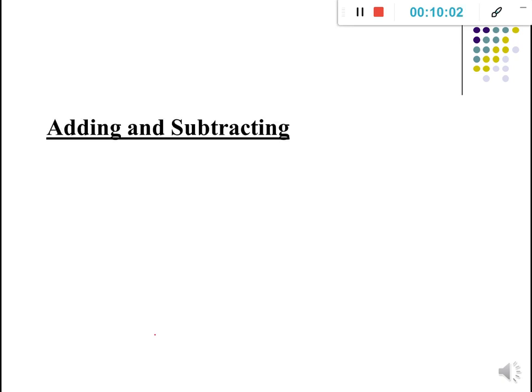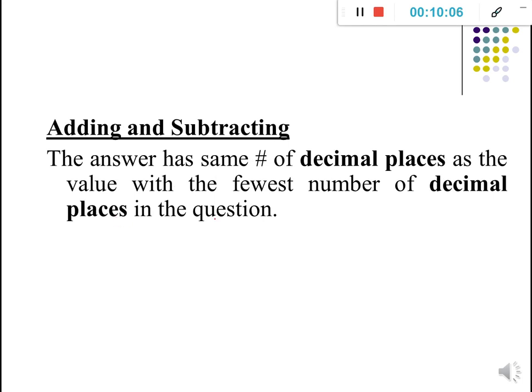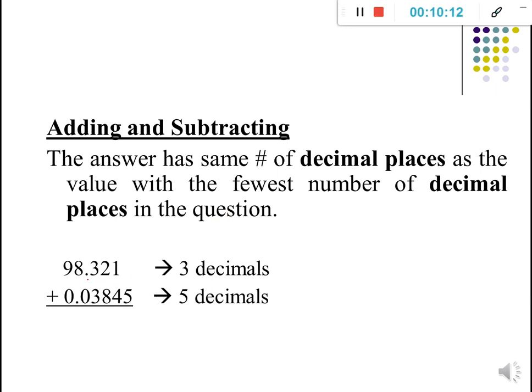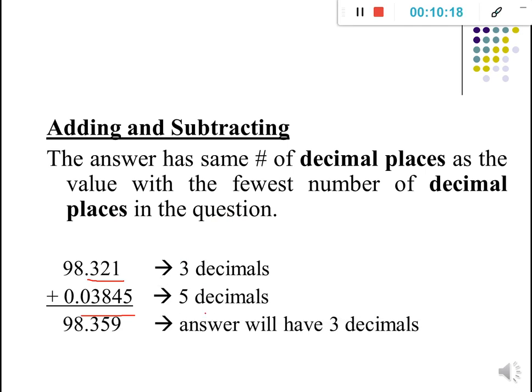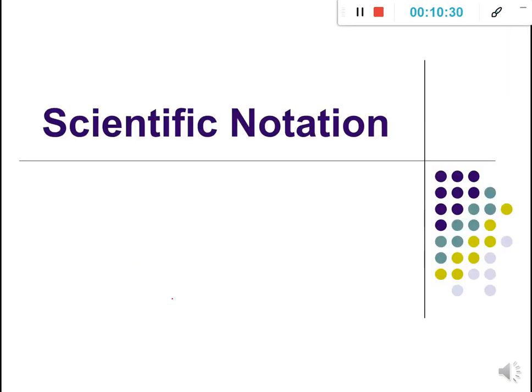Adding and subtracting we're going to do very rarely, but when we do, the rule is you look at the decimal places. And so if you're adding numbers, you see how many decimal places you have in each of the measured values, and your answer will have whichever one has the fewest decimal places. That's how many decimal places your answer should have. Again, we're going to be focusing mostly on multiplying and dividing at some point in our calculation.